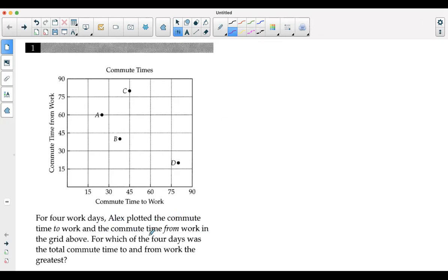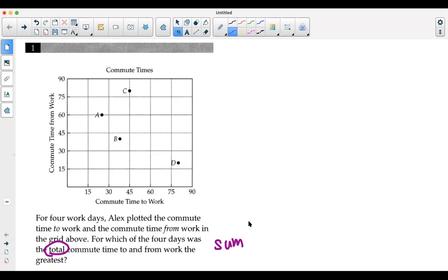For which of the 4 days was the total commute time to and from work the greatest? So that means this is what? Commute time from work, commute time to work. Total in this case, we talk about the sum. Sum has to be the greatest.